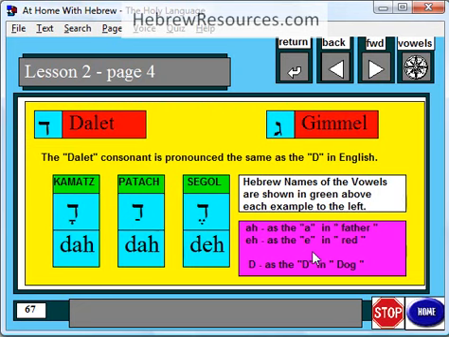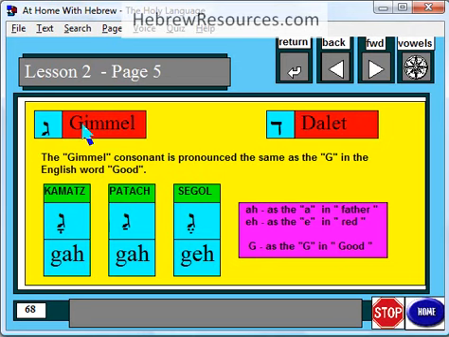So now we're going to use the same vowels to start with that we learned in lesson 1. We learned the Segol and the Patach and the Kamatz. So here we have de, or some people would say day, but I'm going to use the short sound de, de, da, and again da. So Dalet is the D as in dog. Gimel is like the G as in girl or good. So here you have ge, or gay, ge, ga, ga.